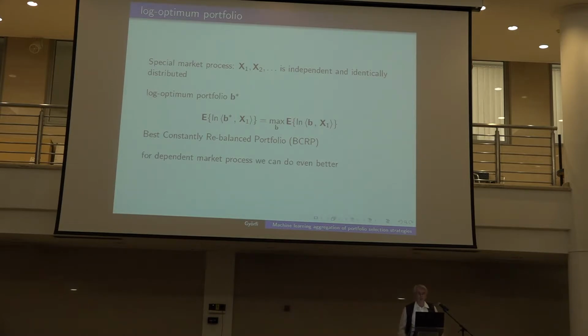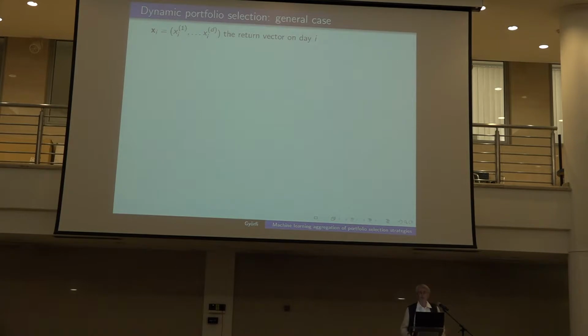However, if the market process is not memoryless, it has a dependence, then we can do much, much better than this log optimum portfolio vector. So let's turn to the general case when the choice of portfolio vector depends on the past data. For the first day, we have no past, so the portfolio vector is arbitrary, and the result is as before.